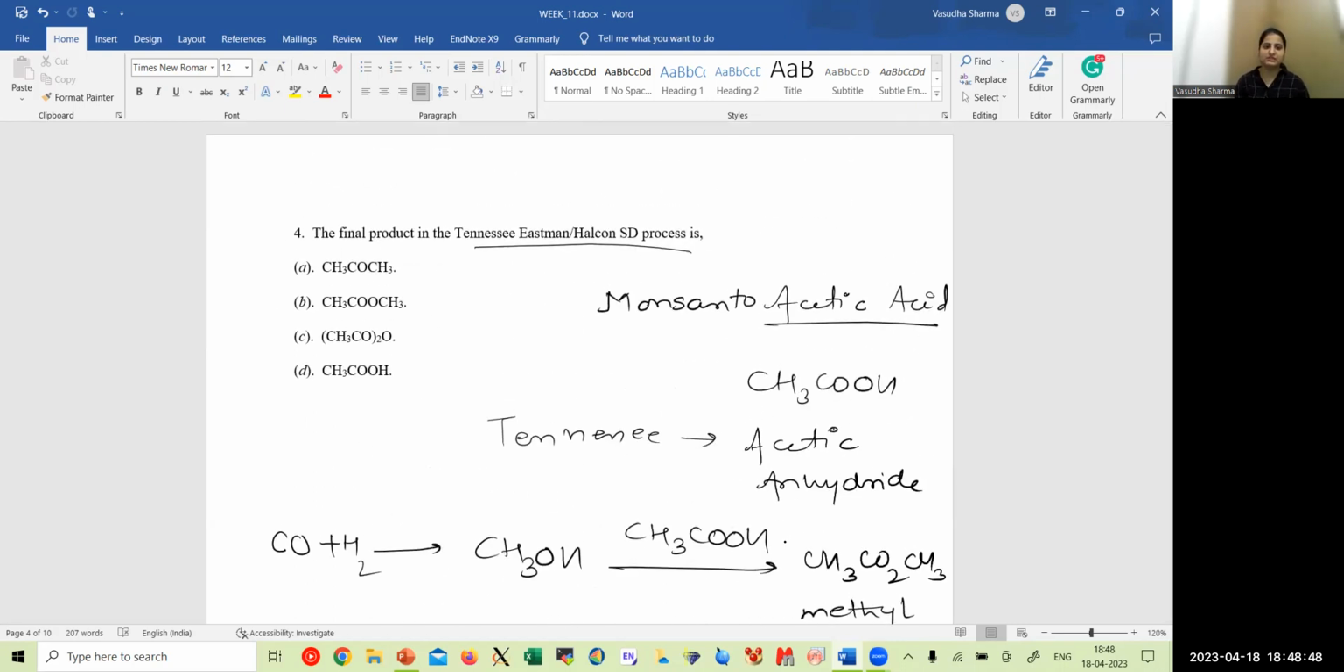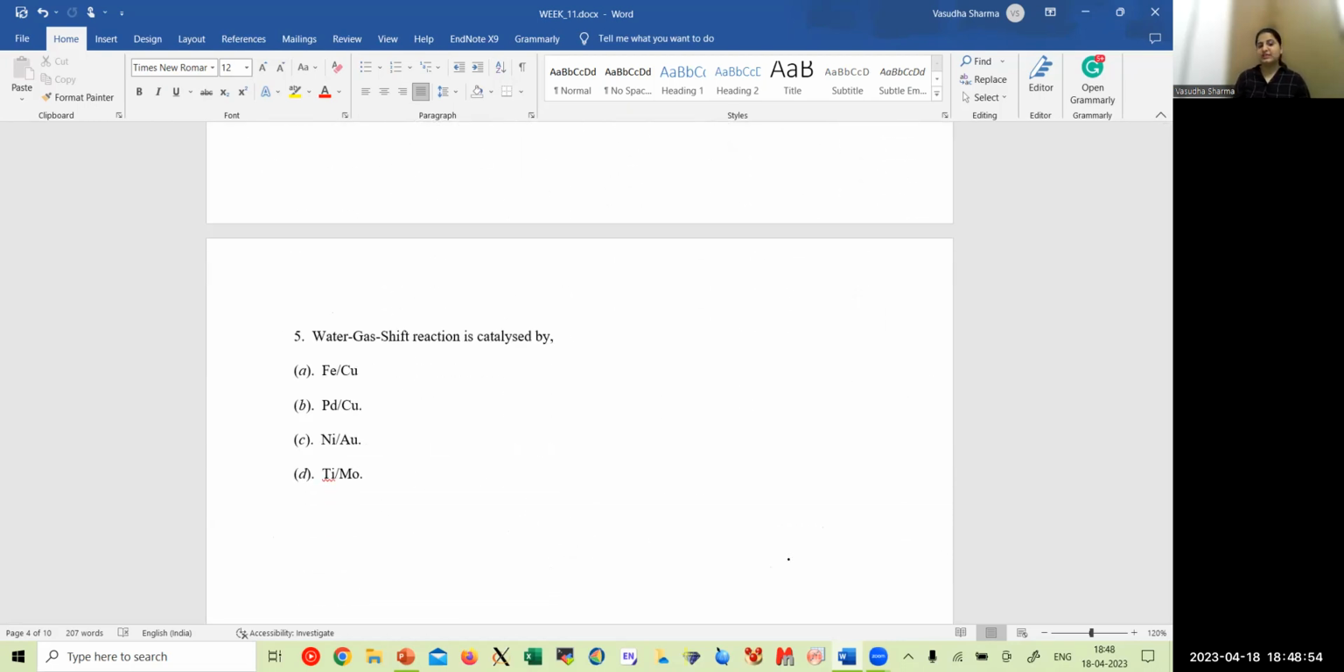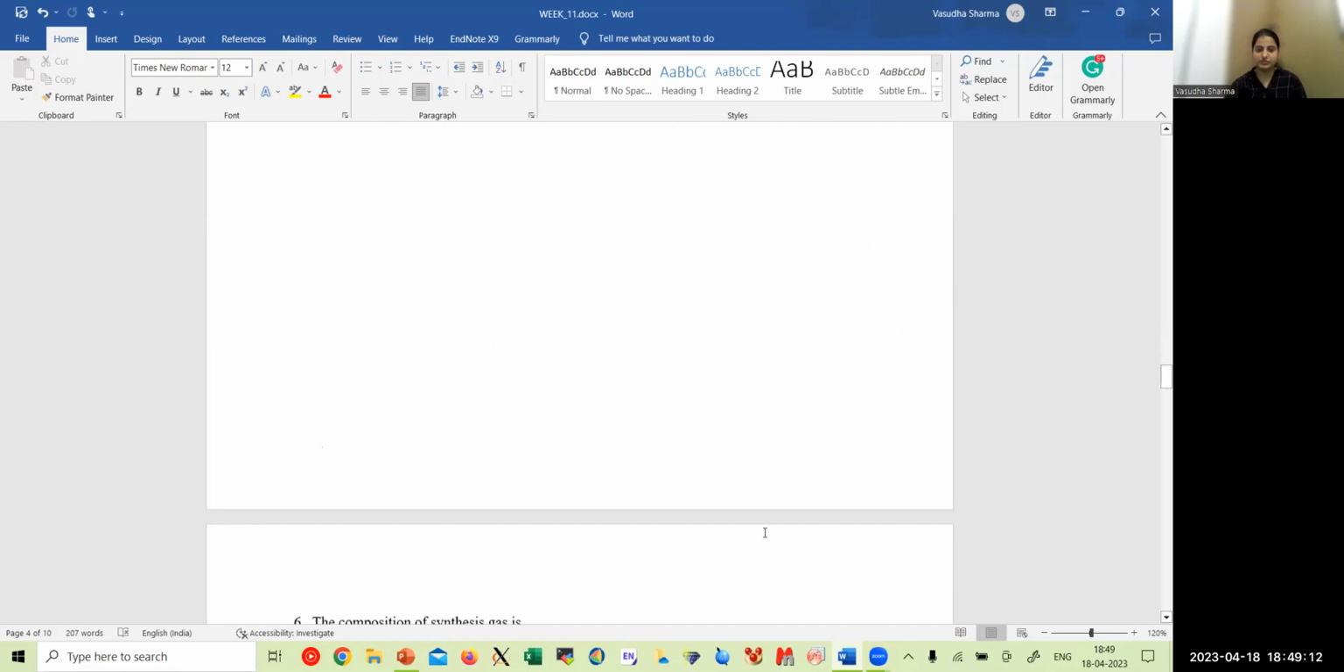So the final product is nothing but your acetic anhydride. That's the C option. Water gas shift reaction is catalyzed by, as you have seen, iron and copper, for the water gas shift, that carbon monoxide plus water reaction. So iron or copper. So that is the first option.